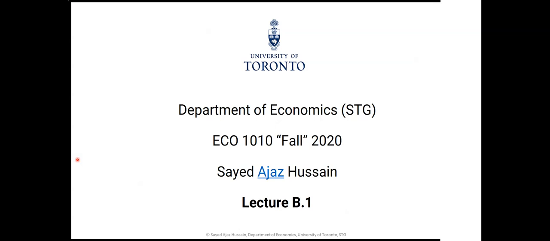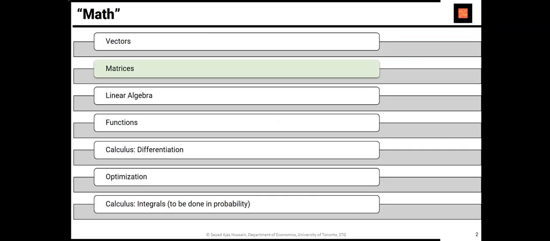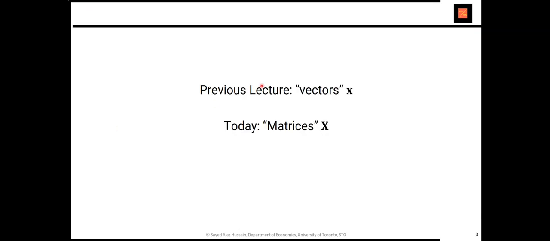Today we begin with matrices. In the previous lecture, when we were doing vectors, we denoted vectors by lowercase bold letters. Today, most of the time, when we talk about matrices, we'll try to distinguish them from vectors by uppercase bold letters. That's not always going to be true, but mostly true.